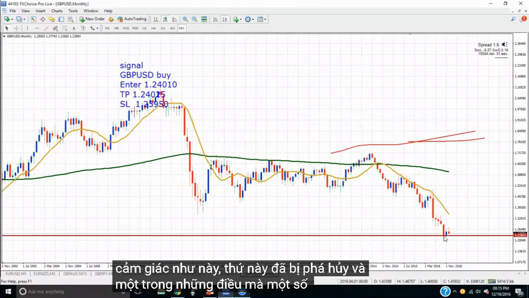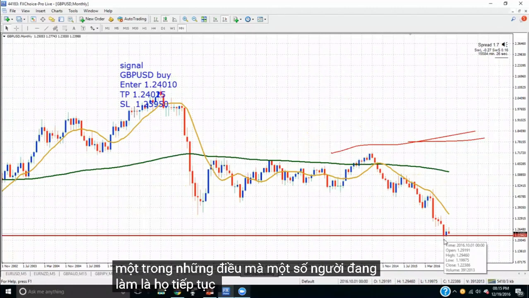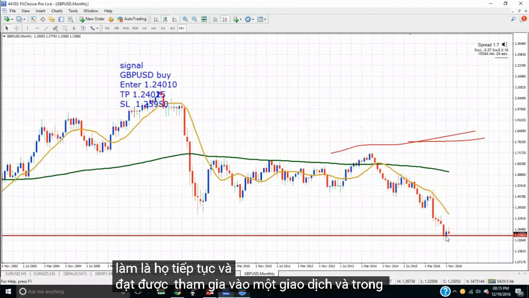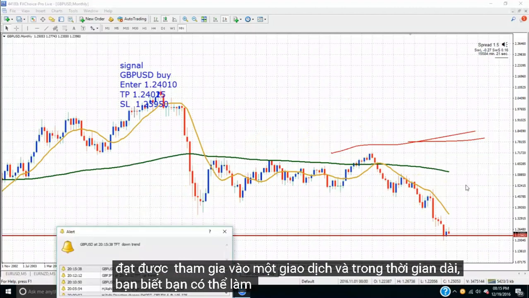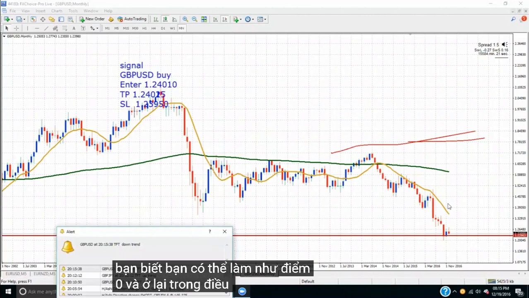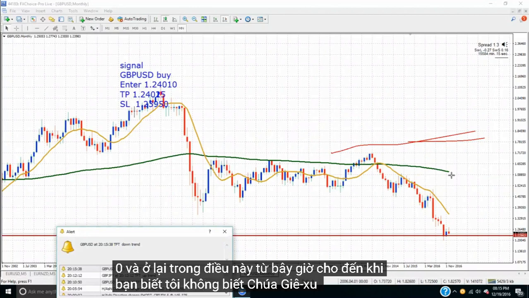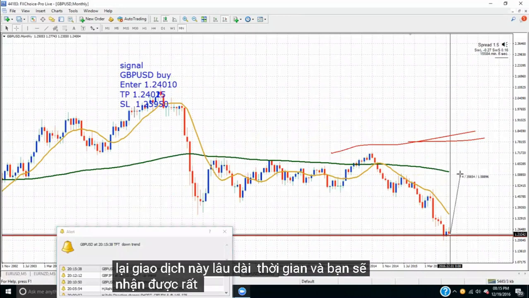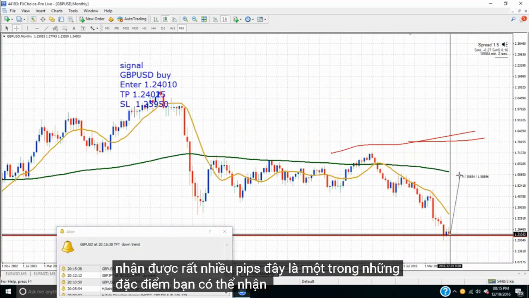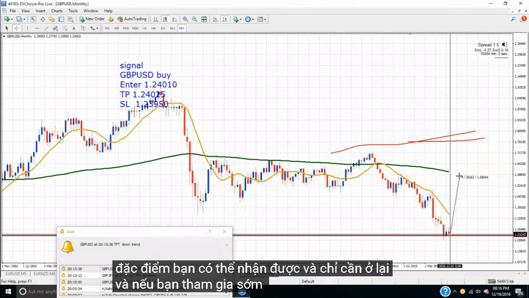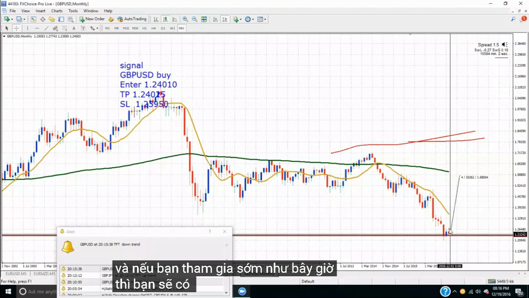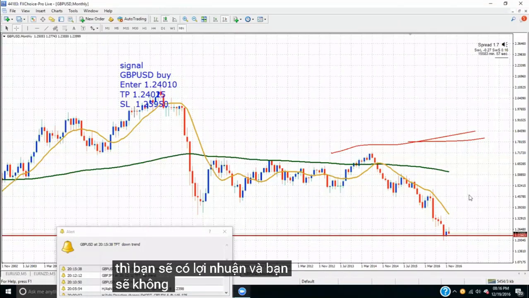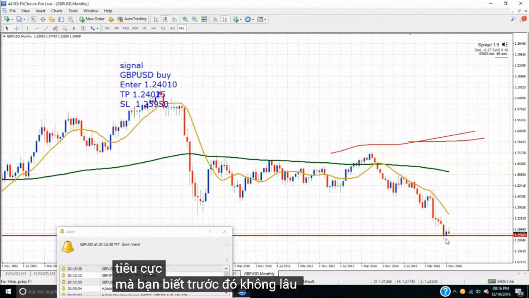And one of the things that some people are doing is they are going ahead and getting into a trade, and for long term, you could do like 0.01 and stay in this thing from now till, I don't know, Jesus comes back, maybe. You could stay in this trade for a long time and you would get a lot of pips. This is one of those trades that you could get in and just stay in. And if you get in early, like right now, then you'll be in profit, and you won't have to worry about it going negative before long, because this thing's going to go back up.